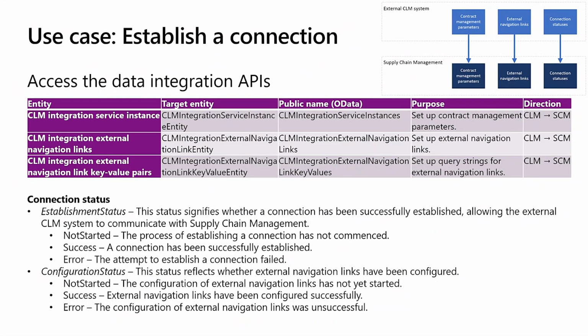Establishment status indicates if the connection with Microsoft Dynamics 365 has been established and displays this information in the setup form. Configuration status indicates if all required configurations have been defined and displays this information in the setup form. When you update the establishment connection, the status in CLM parameter will show as connection established. When you update the configuration status, it will show as ready. And I will show you in the demonstration.